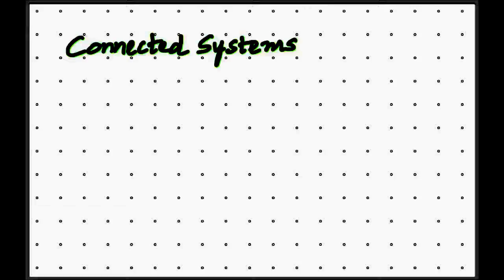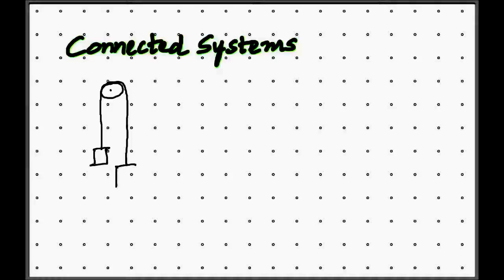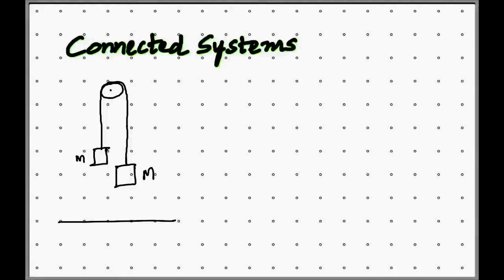Now, what do I mean by connected systems? One type of connected system could be where you have a pulley, a mass here, maybe a bigger mass here, and that's the ground. So you have two masses, one big, the other small. And if let go, you know that this mass is going to go down and this mass is going to go up.